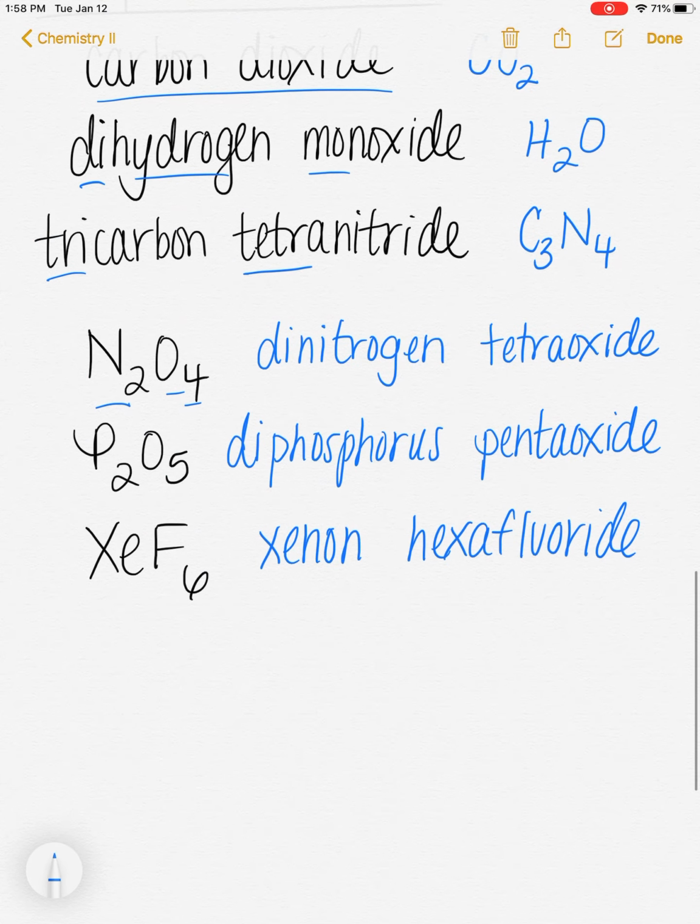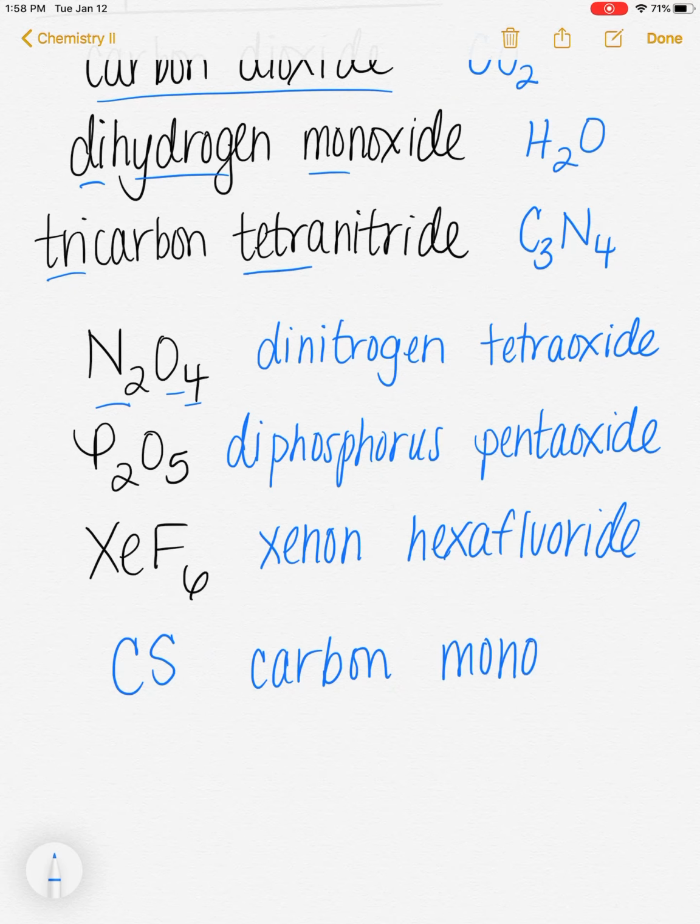Let's do one other example while we're here. What about if I had capital C, capital S? I would call that carbon, and I don't use a mono on the first word, so it's just carbon. But then there is 1 sulfur, so I do need to use mono on my second word and call this monosulfide. So CS is called carbon monosulfide, and I wanted to throw that out there because people get so used to not using mono on the first word that they sometimes forget you do still need to use it for the second word.